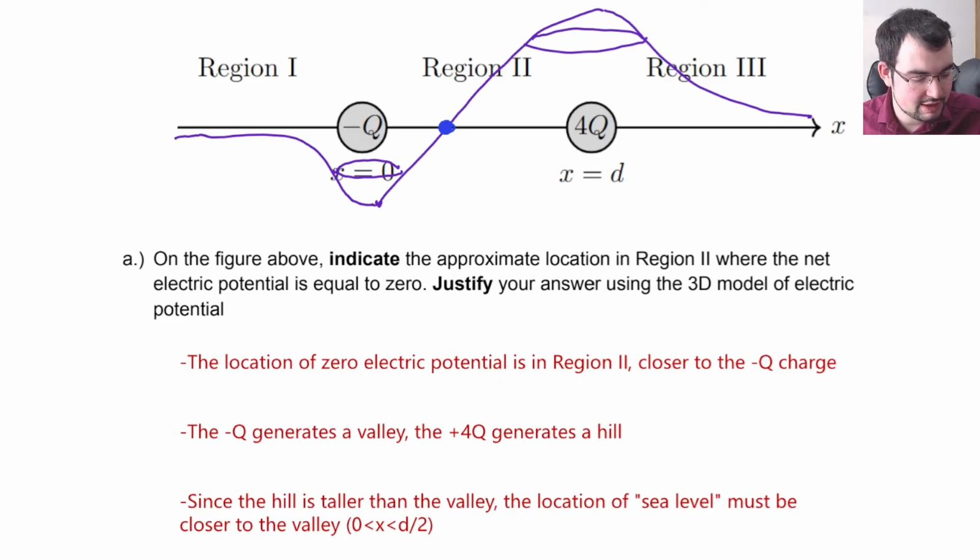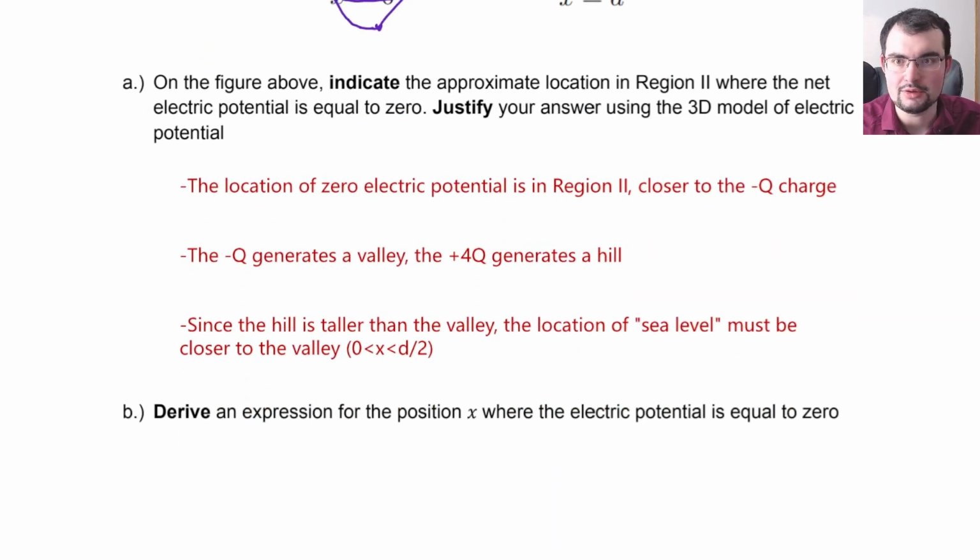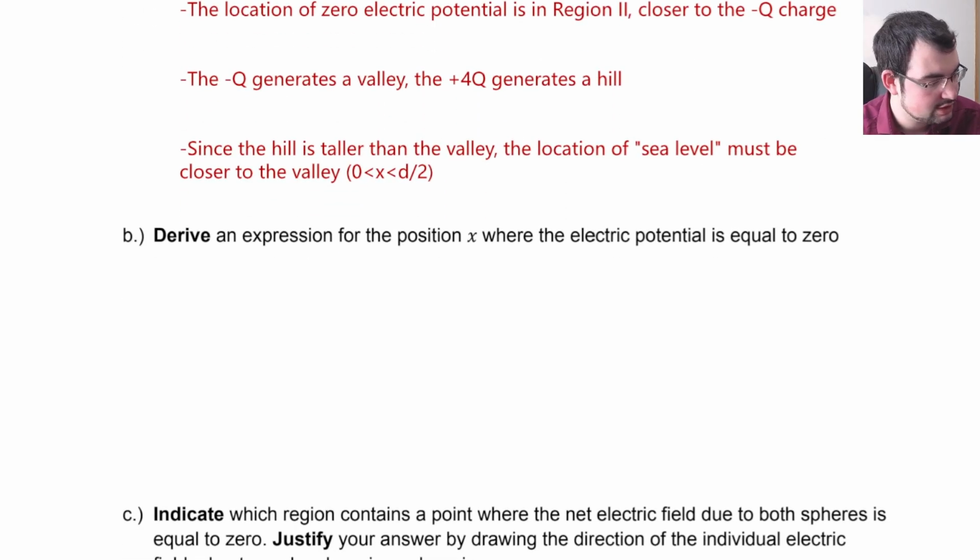The minus q generates a valley. The plus 4q generates a hill. The hill is taller than the valley. Yes, I know they're technically infinite at the actual location, but since the hill is taller than the valley, the location of sea level must be closer to the valley. So let's actually figure out where that is.